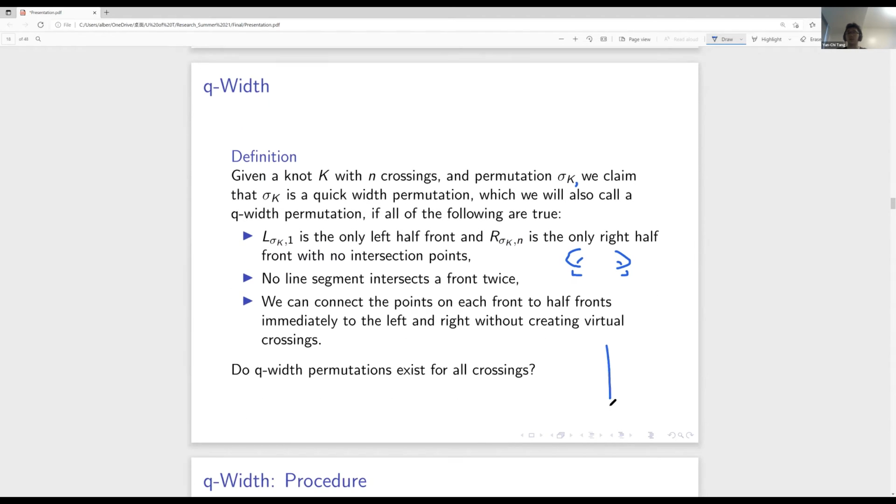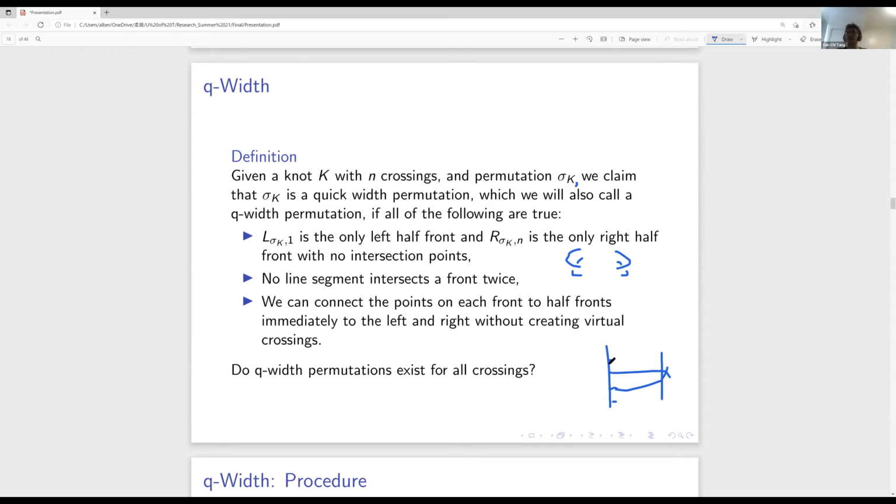What this means is that, for example, after a certain number of crossings, I know which line segments remain unconnected. Then I go to the next crossing, and let's say I have left half fronts, and we're trying to connect the line segments together. I want to be able to connect the line segments like this without needing to create virtual crossings, which will bring us a need for a subsequent crossing, which is annoying.